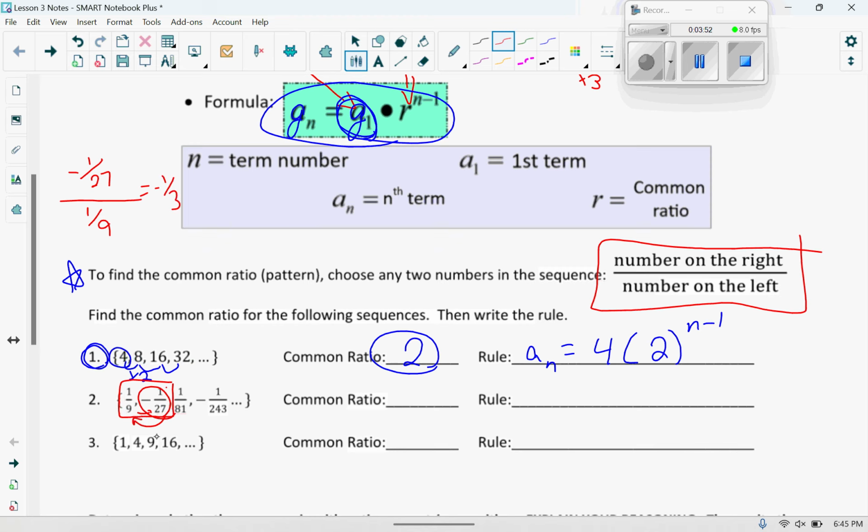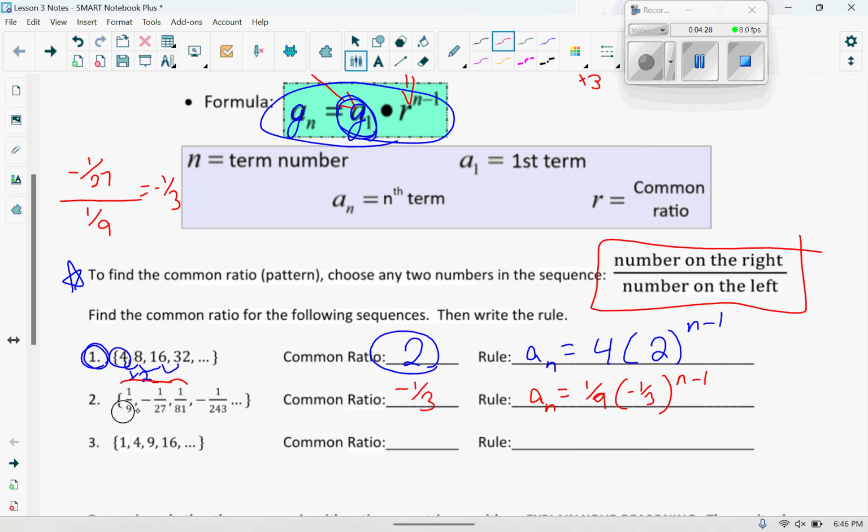And that's actually going to be our pattern. So if I multiply 1/9 times negative 1/3, that is going to give me negative 1 over 27. And if I multiply negative 1 over 27 by negative 1/3, I'm going to get a positive 1 over 81. So our common ratio or our pattern is going to be negative 1/3. And so I'm going to put this in the formula again. Our first term is 1/9, and then times the pattern to the n minus 1, and this is always our pattern. So it's going to be negative 1/3.